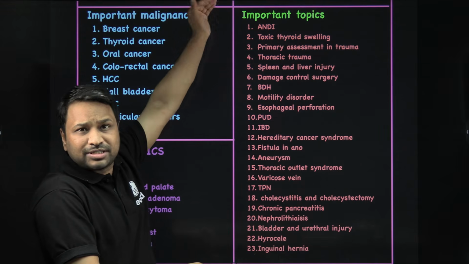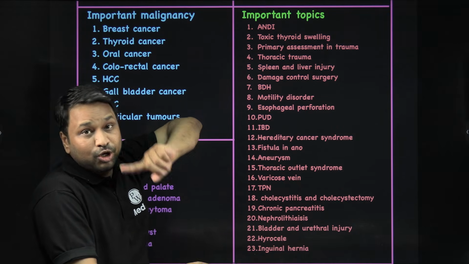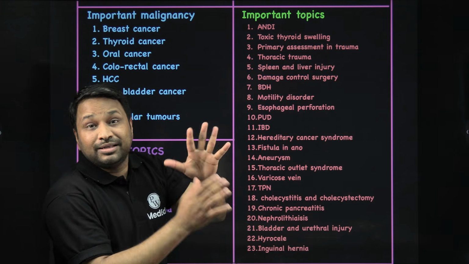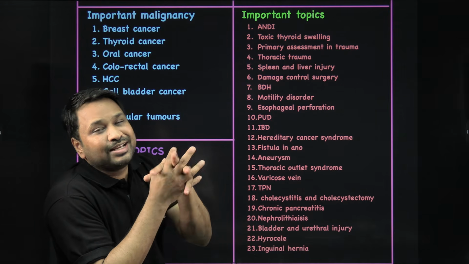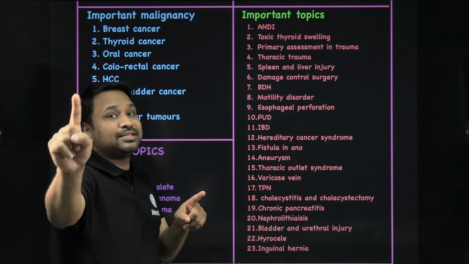The most important, I've started from the breast, that is Andy classification, thyroid, that is toxic thyroid swellings, goiter classification, WHO classification, all important. Primary assessment in trauma, the 11th edition of ATLS is important. It is not now ABCDE, it is XABCDE. X stands for controlling the exsanguinating hemorrhage, and that is an important update.